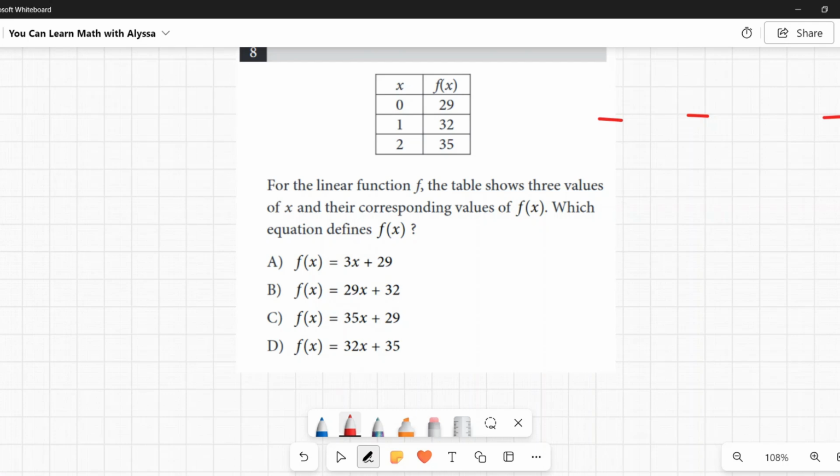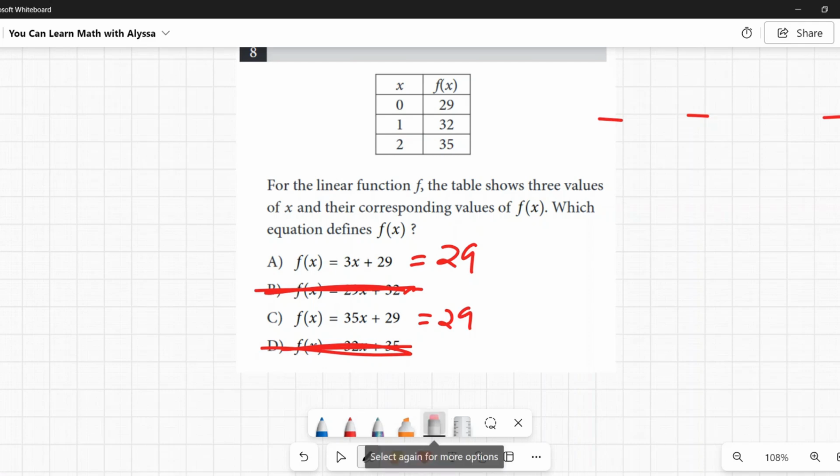So what am I going to get? In this first one, if I plug that in, I'm going to get 29. That matches. That's a possibility. This one I'm going to get 32. So that one's out. This one I'm going to get 29. Okay, maybe. This one I'm going to get 35. That one is out. And then right off the bat, the next one, plug in a 1 and I get 32. You don't even have to do this math.